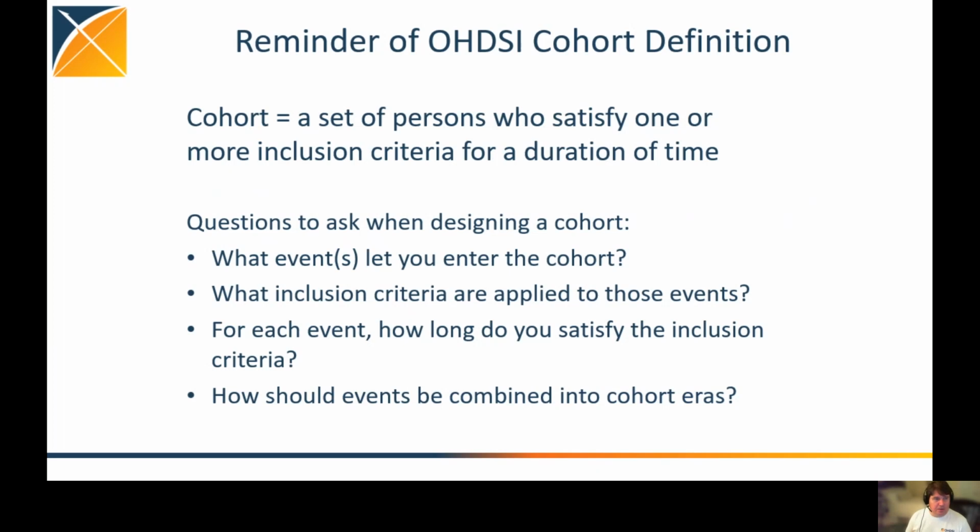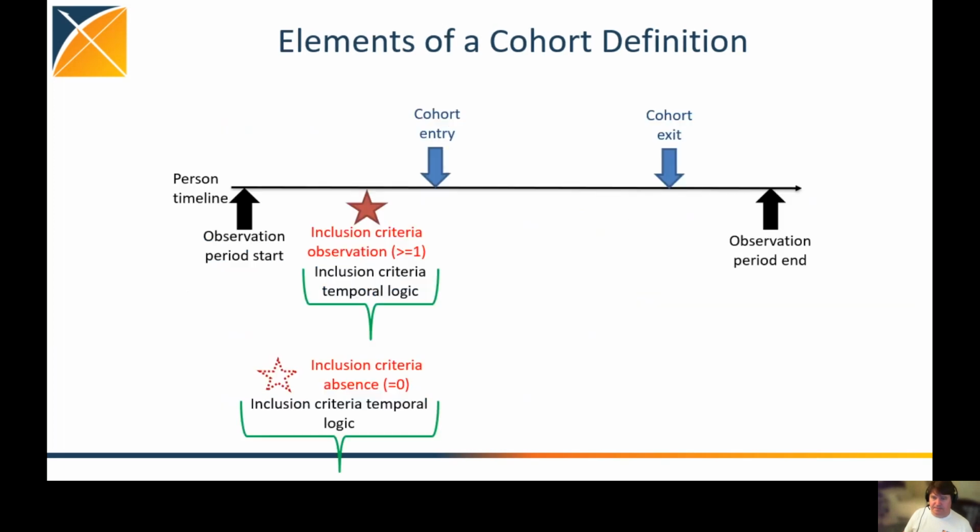So as a reminder, a cohort is a set of persons who satisfy one or more inclusion criteria for a duration of time. The questions we ask when designing a cohort are: What events let you enter a cohort? What inclusion criteria are applied to those events? For each event, how long do you satisfy the inclusion criteria? And how should events be combined into cohort eras?